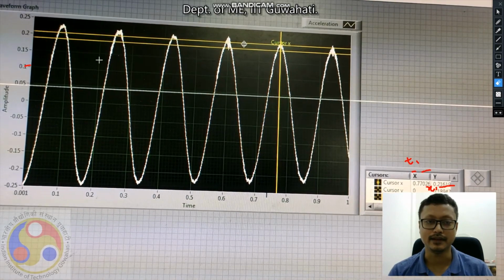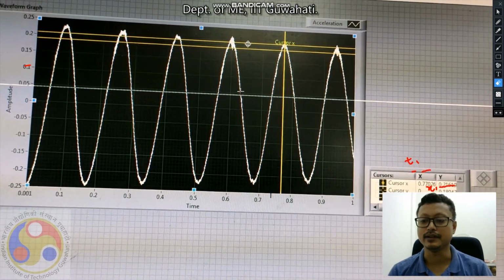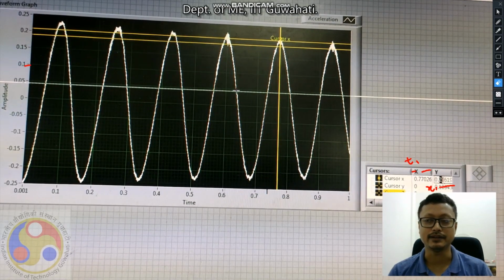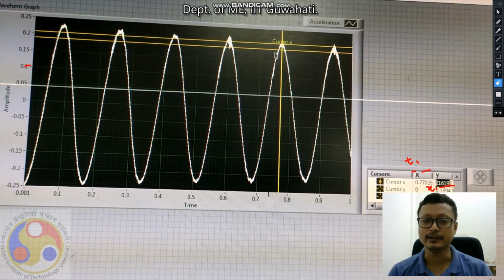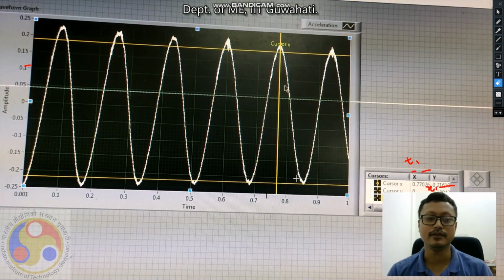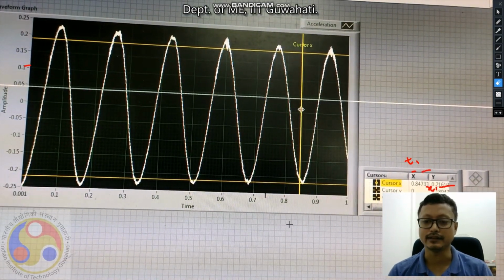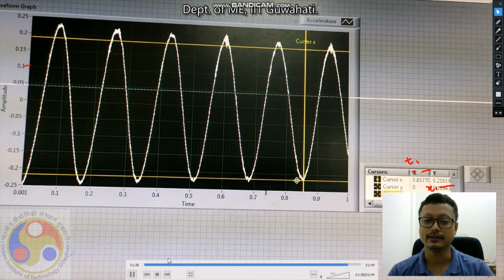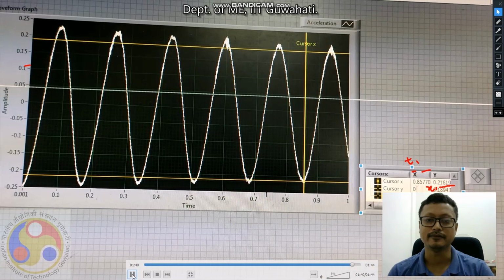Whatever data the graph collected from the accelerometer, you can collect n numbers of data like this. In this experiment, we will collect only 5 data. From these 5 data, you need to do the calculations. Okay, so 5 data is sufficient.